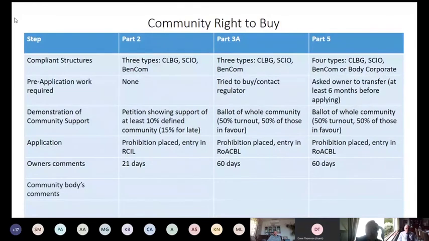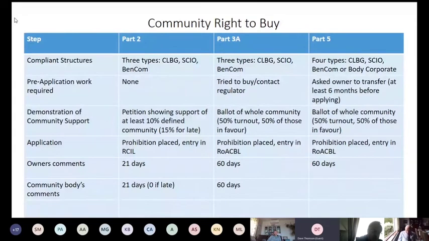Now, I've said it was an open process. So once the owner's comments come in, the community group are given a chance to come back on those comments, either to correct misapprehensions or misunderstandings or to clarify aspects of it. But essentially, they're given 21 days to do that. 0 if it's a late application. So the late application is where the owner's already tried to transfer. If that's the case, the community don't get a chance to respond because, again, there was a transfer already in place. So we don't want to hold that up too much. So they don't get a chance to respond to that.